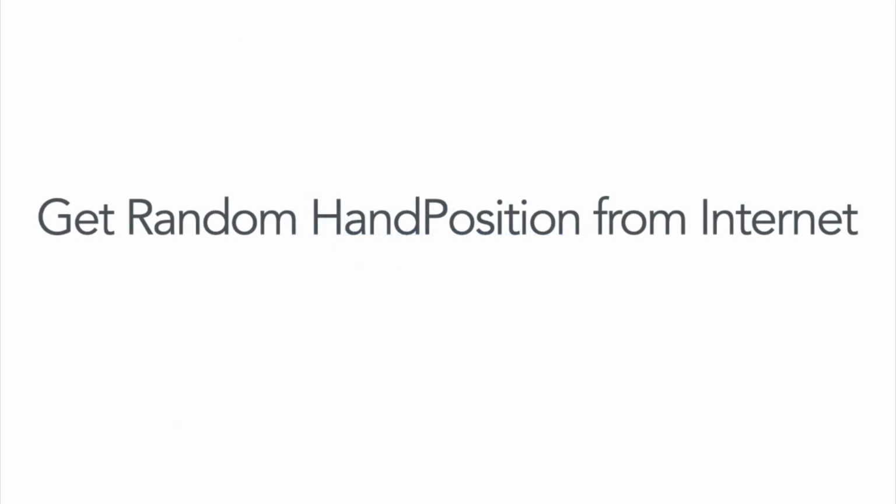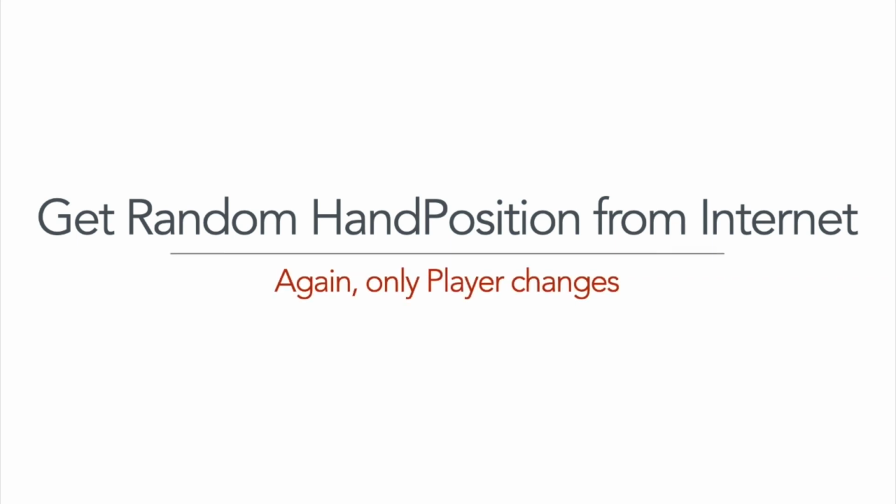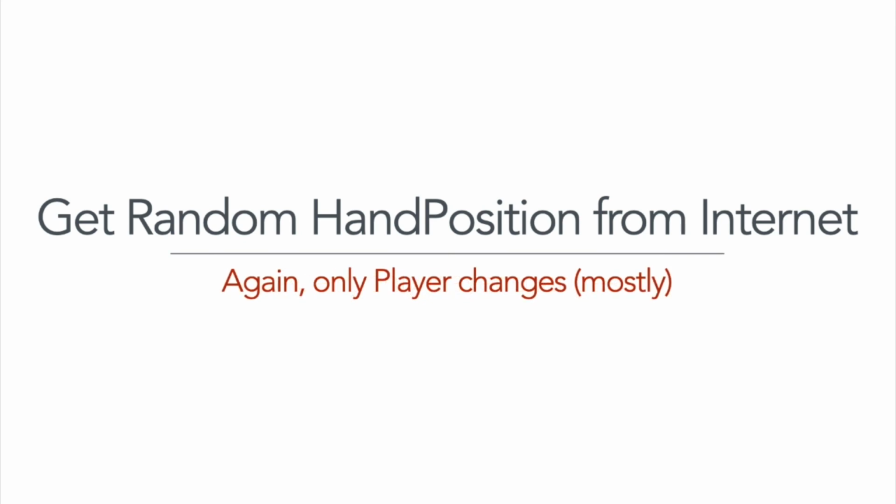In my Vapor instance, I also have an endpoint that generates hand positions, not just ints, and so I can get a random hand position from the internet. And again, only player changes, well, for the most part. I have to have one other small change, and that is I take my hand position and I have to wrap it up inside of something at the Vapor end of things, so I'm going to have to unwrap it at this side. So I create something called RandomPosition, and it just contains a hand position.